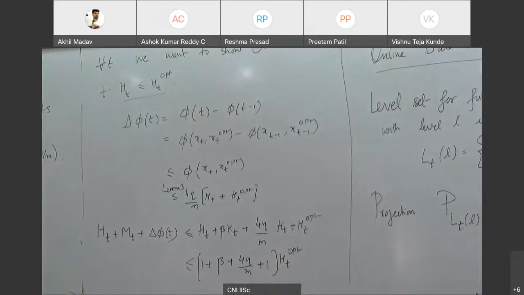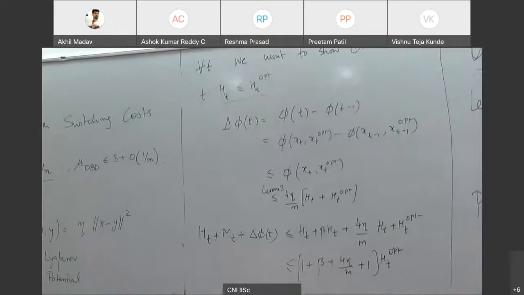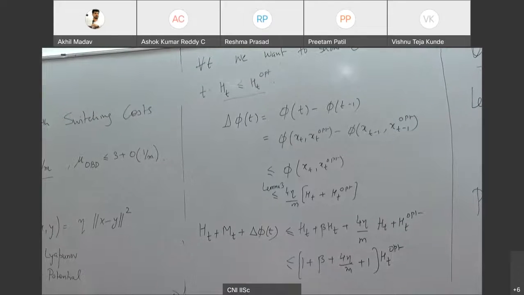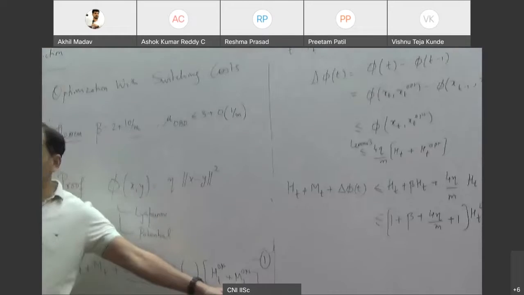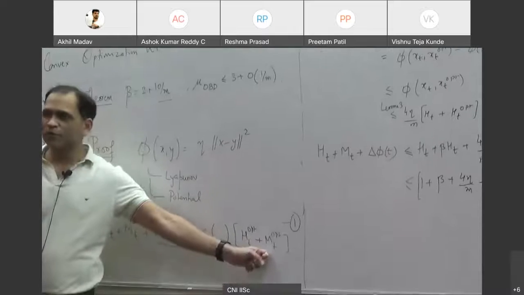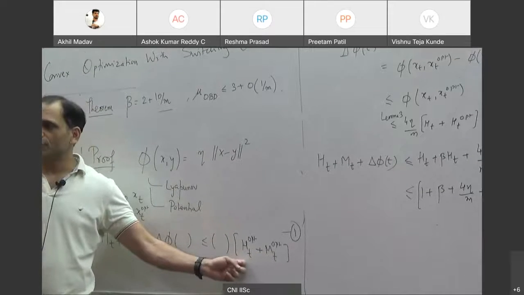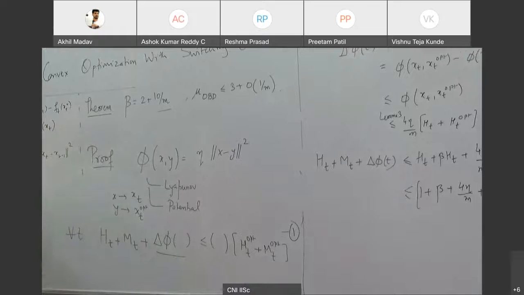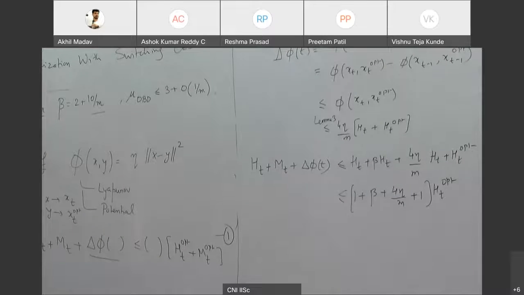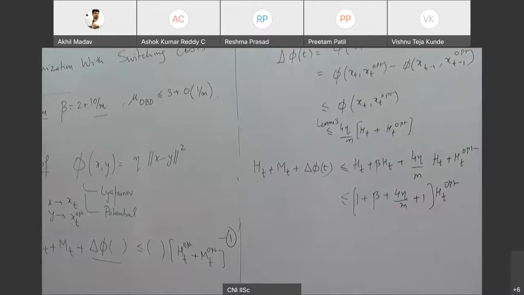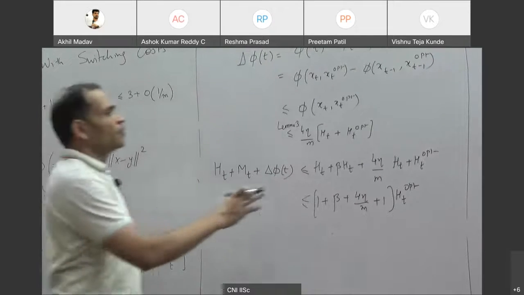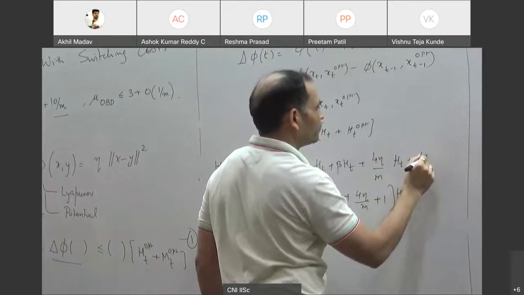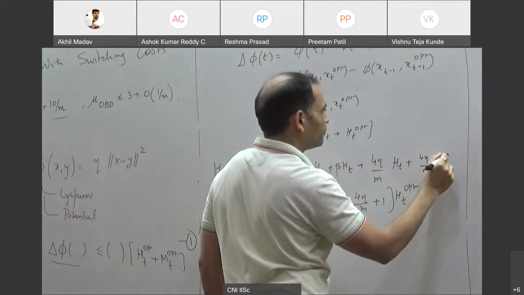So actually I bounded my running cost at time t plus the drift as some constant times the hitting cost of OPT at that time. That is really what I wanted. For each time t, I wanted this to be some function of OPT's hitting cost plus OPT's moving cost. I've done even better. I have not even bothered about writing in t. I've just done this with OPT's cost. Sorry, this is another 4 beta, right?